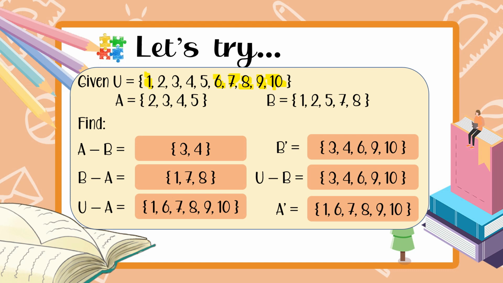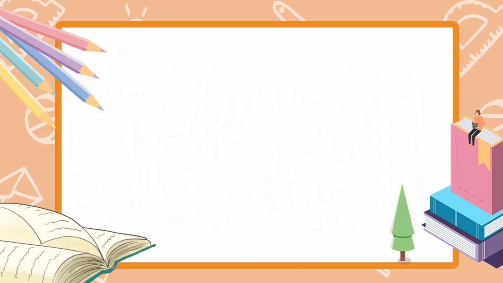Now, take a look at the similarities ulit. So, U minus A have 1, 6, 7, 8, 9, 10 as the elements. So, same siya kay A prime, 1, 6, 7, 8, 9, 10. Therefore, U minus A is also equal to A prime kasi yung A prime, lahat ng wala kay A na nasa universal set. Same meaning dito kay universal set minus A. Before we end this video, let us have a recap.